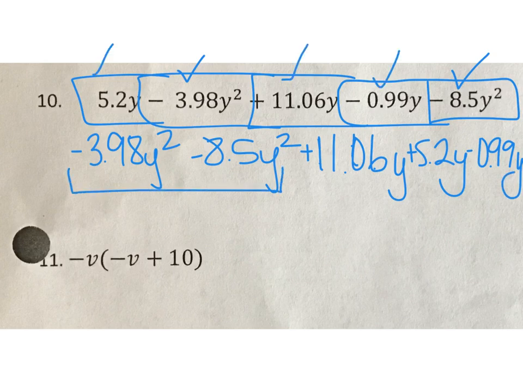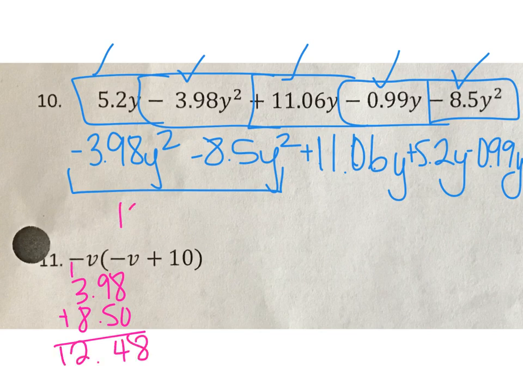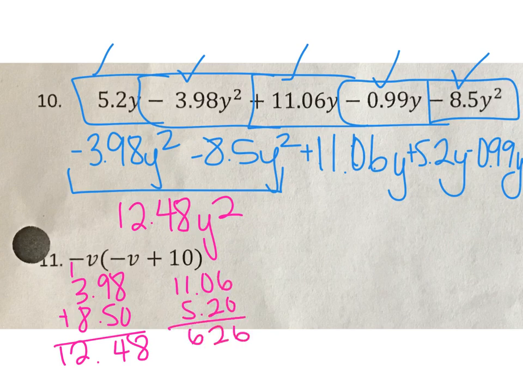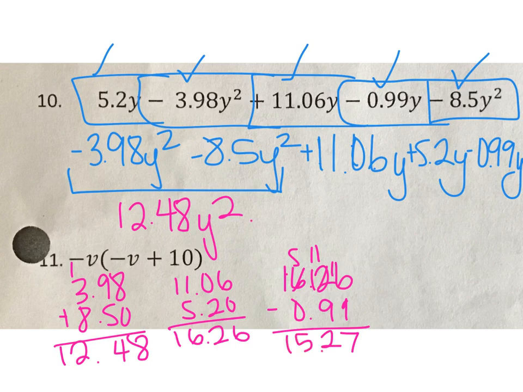So the squareds are going to be combined. I'm going to do this down to the side. So 3.98, same signs, add and keep, plus 8.5. And 48/100ths, y squared. So for these next ones, I'm going to do the two positives and then I'm going to subtract the 99/100ths. So 11 and 6/100ths plus 5 and 2/100ths. And then I'm going to get the 16 and 26/100ths. I'm going to subtract the 99/100ths. You got to borrow. So then we end up with plus 15 and 27/100ths y.